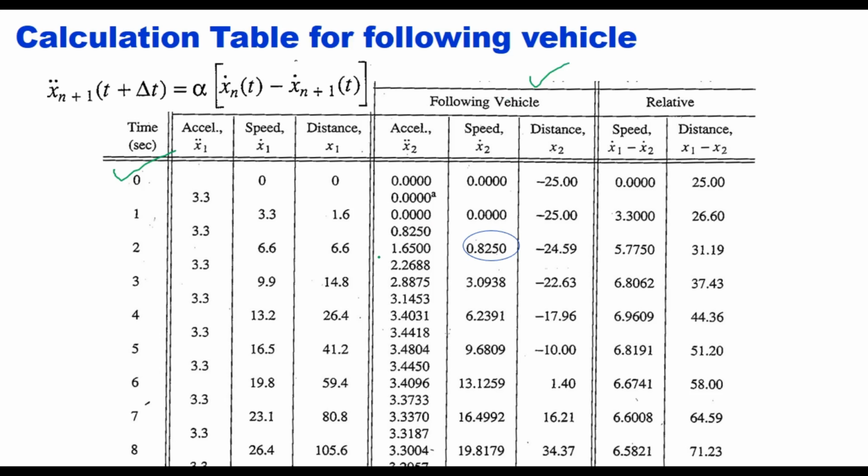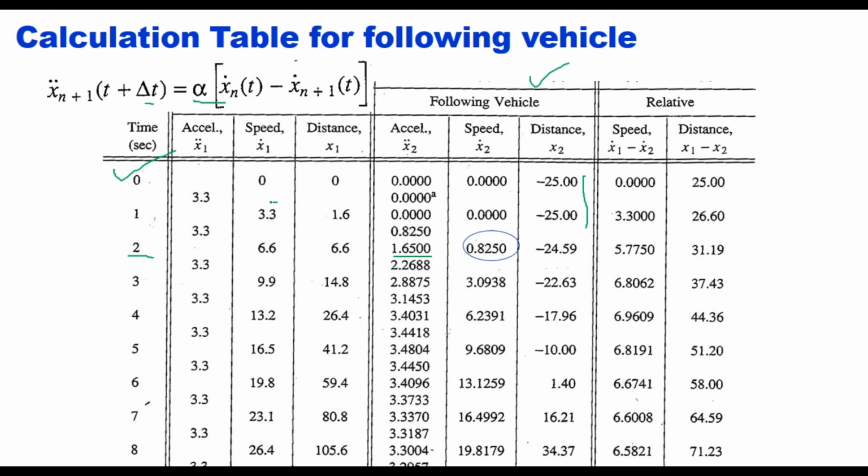So let us say you want to take delta t as a 1 second interval. Reaction time for the following vehicle is 1 second. So for the first 1 second, there will be no change. This vehicle will remain in a stationary position. After 1 second, after the reaction time, at t equal to 2 seconds, this vehicle starts accelerating. So at t equal to 2, that is t plus delta t, 1 plus 1, this acceleration will be given by alpha, that is 0.5, multiplied by the difference in speed of the following vehicle and lead vehicle at time t.